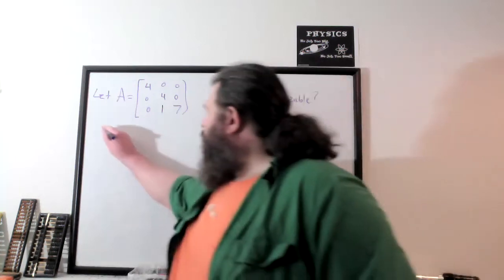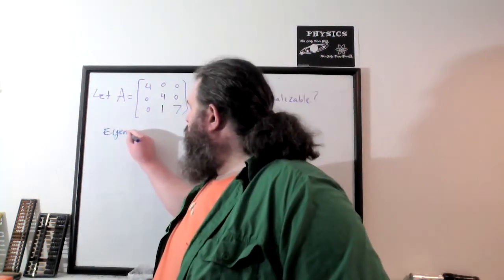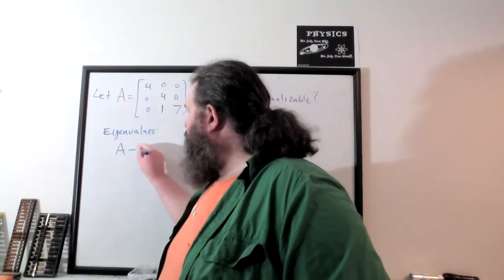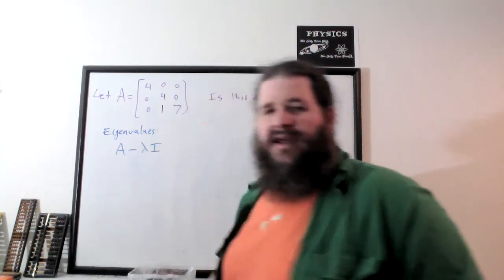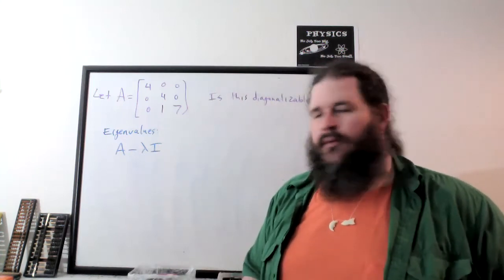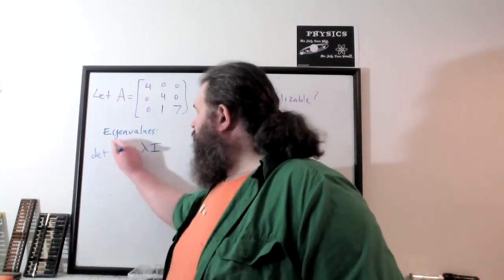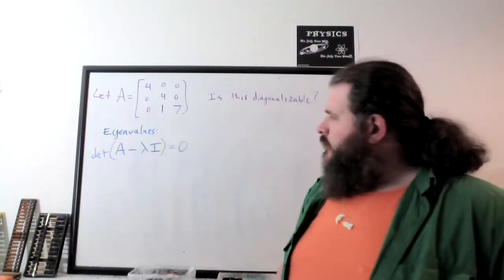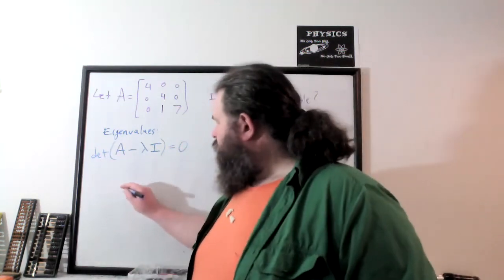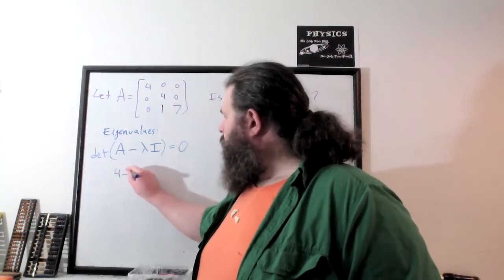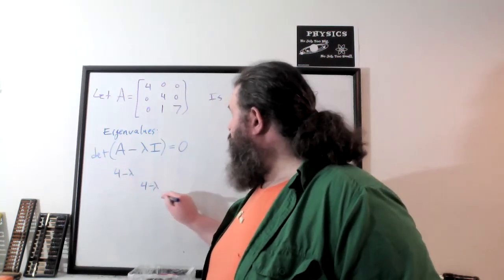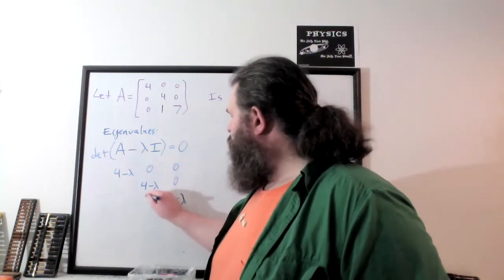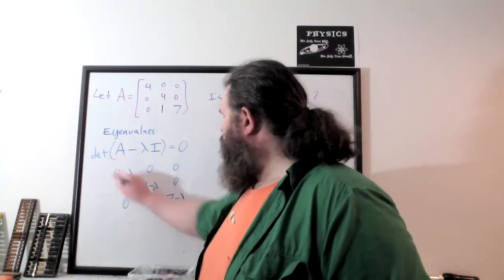So finding the eigenvalues. As before, we're going to take A minus lambda I, or lambda I minus A. Either way works. Take the determinant and set that determinant equal to 0. So that's going to look like minus lambda to everything on the main diagonal and keep everything else as it is. Take the determinant.